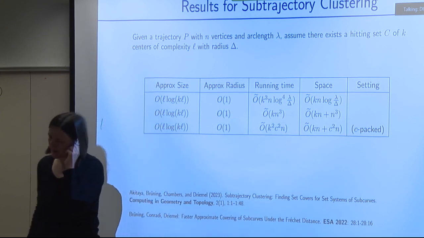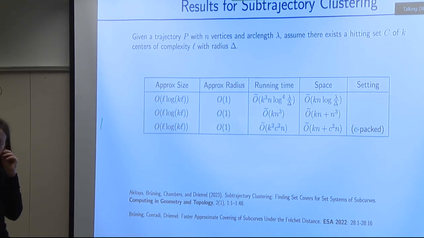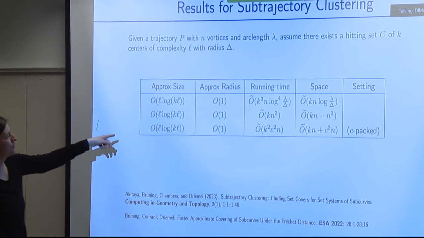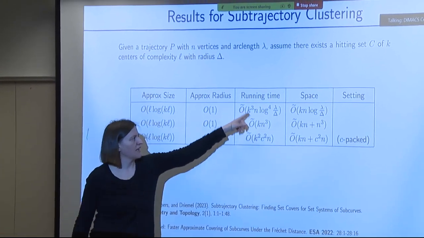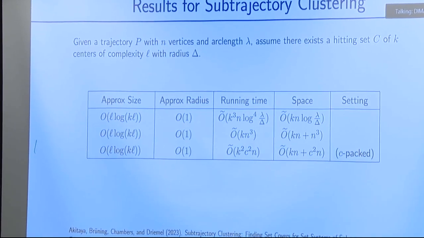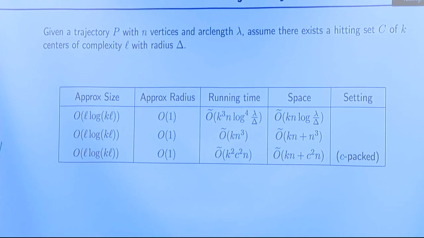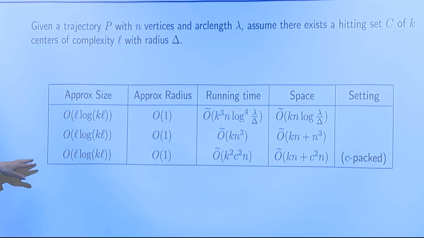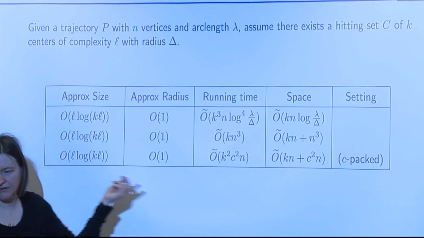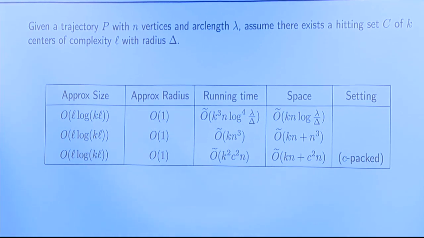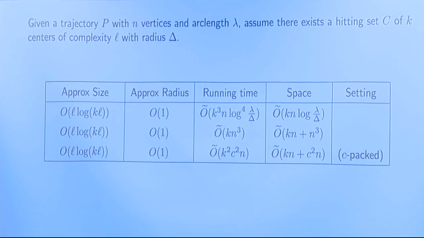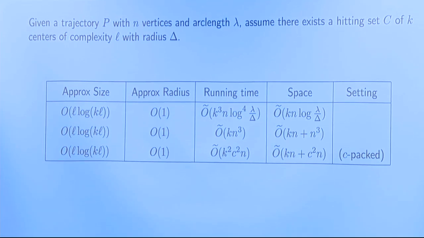So unfortunately, we also get a dependency on the length of the curve. We also have a purely combinatorial algorithm that doesn't have this, but the dependency on the number of edges n is larger, though still polynomial. And if we can assume that the curve is well behaved, so it is c-packed, then we also get a better running time.